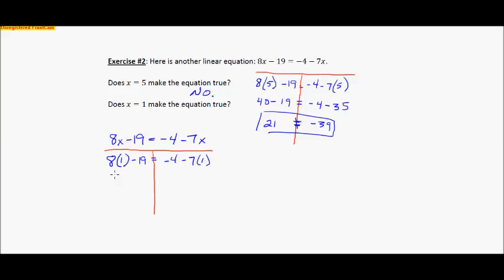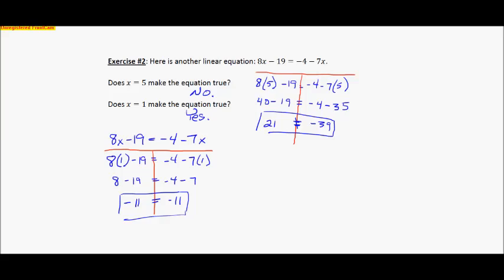So 8 times 1 is 8. And let's see if I can do the other side at the same time here. Negative 4 comes down, and negative times positive gives me negative 7. Now I'm going to go back over to this left side and say 8 minus 19. Well, that gives me negative 11. And negative 4 minus 7 gives me a negative 11 as well. So those are definitely equal. So I'm going to put up here, yes, that makes that true. Pretty straightforward there.